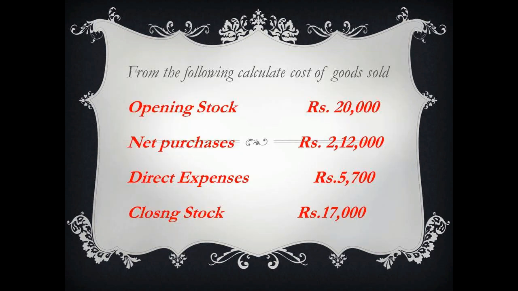Now start the question. From the following information, calculate the cost of goods sold. Opening stock rupees 20,000, net purchases rupees 2,12,000, direct expenses 5,700, closing stock 17,000.